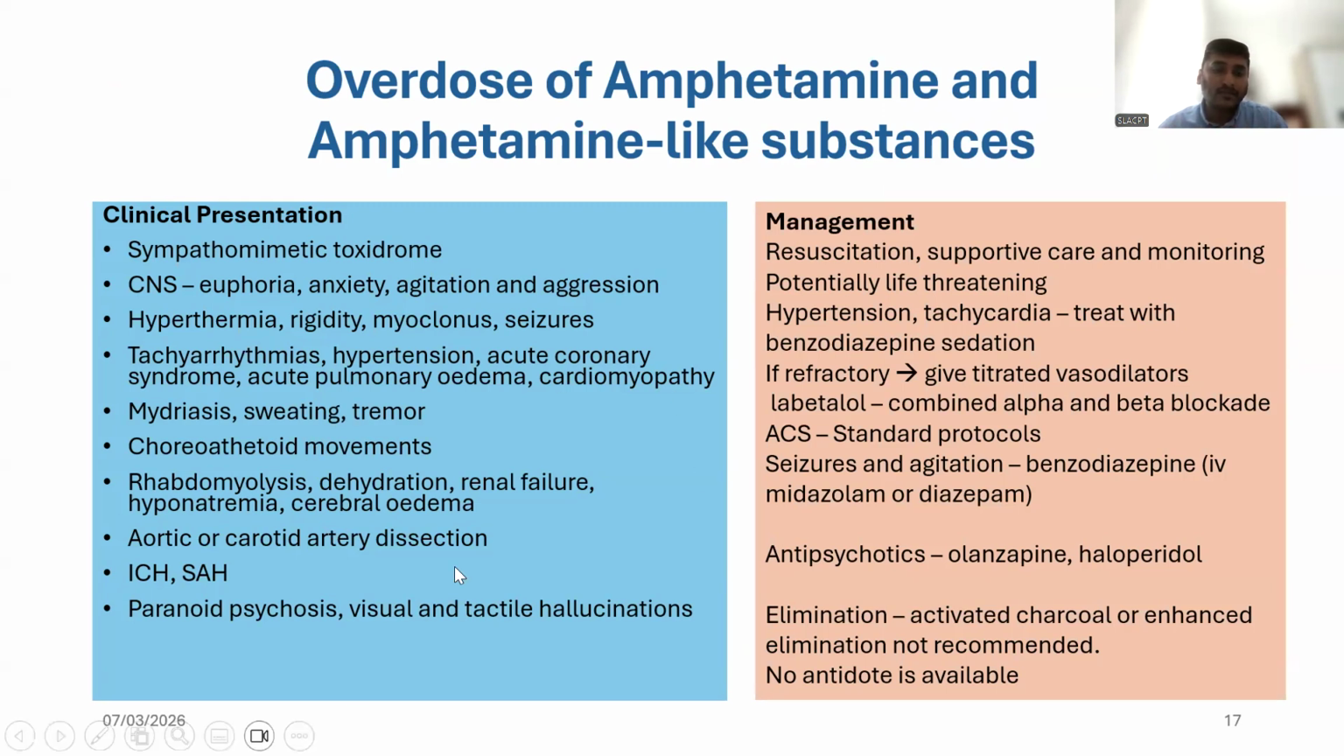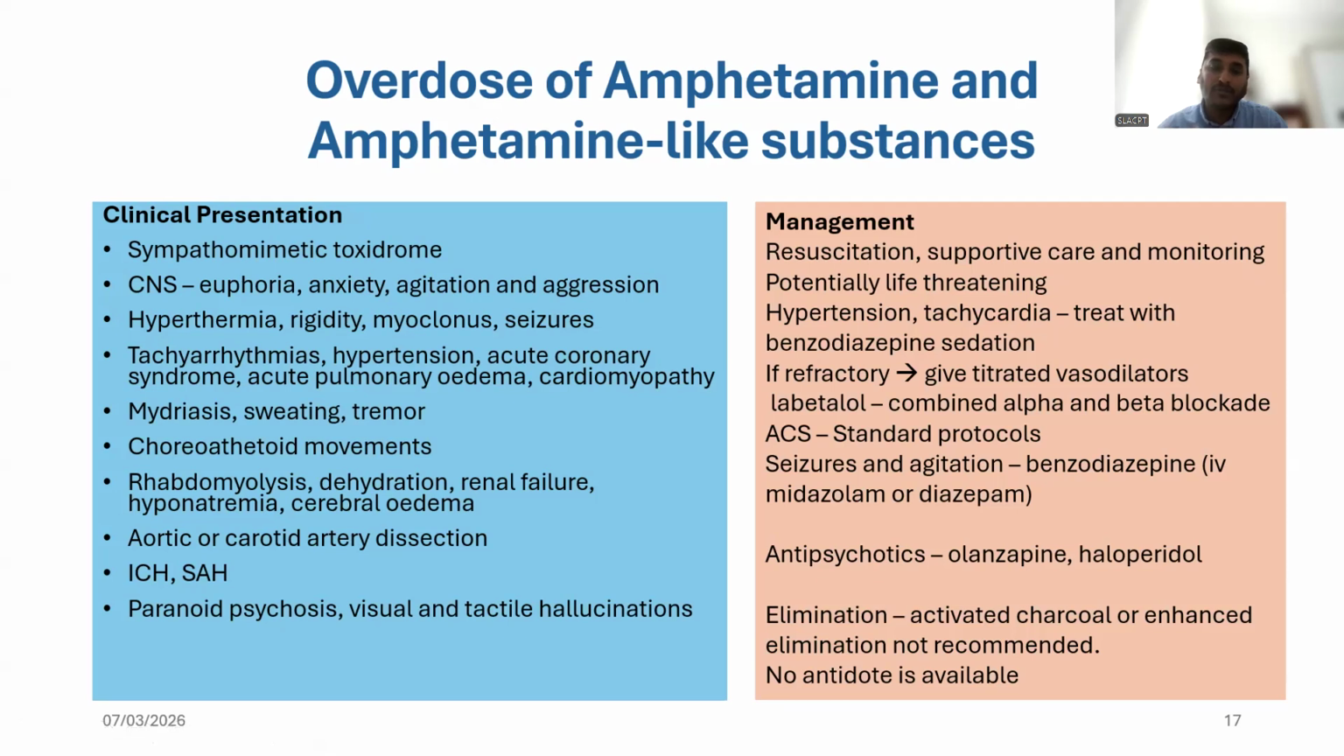And there will be other features like rhabdomyolysis, choreoathetoid movements, abnormal hyperkinetic movements, and interestingly, they will also have aortic and carotid artery dissections, ICH, subarachnoid hemorrhage, very high blood pressures, and paranoid psychosis. They can have acute coronary syndrome due to severe vasospasm of the coronaries. Like in any other patient, we will go for resuscitation, supportive care, and monitoring. And this overdose can be life-threatening.